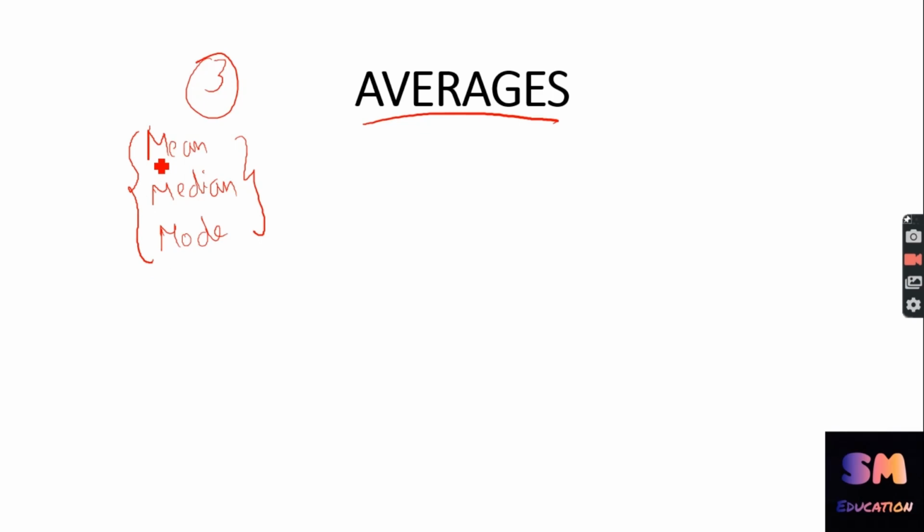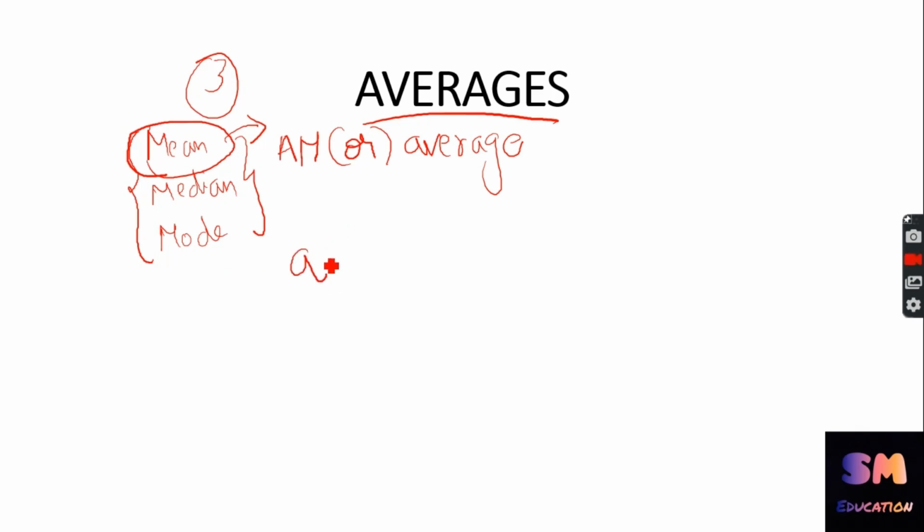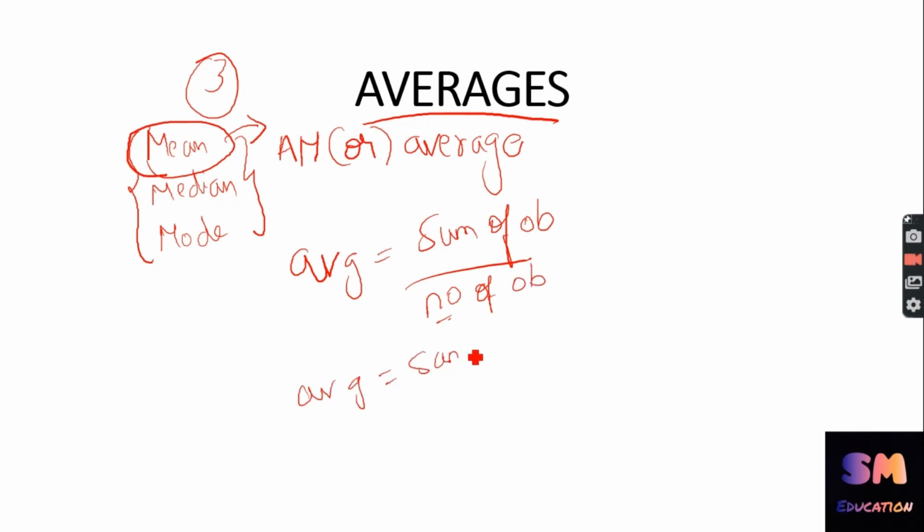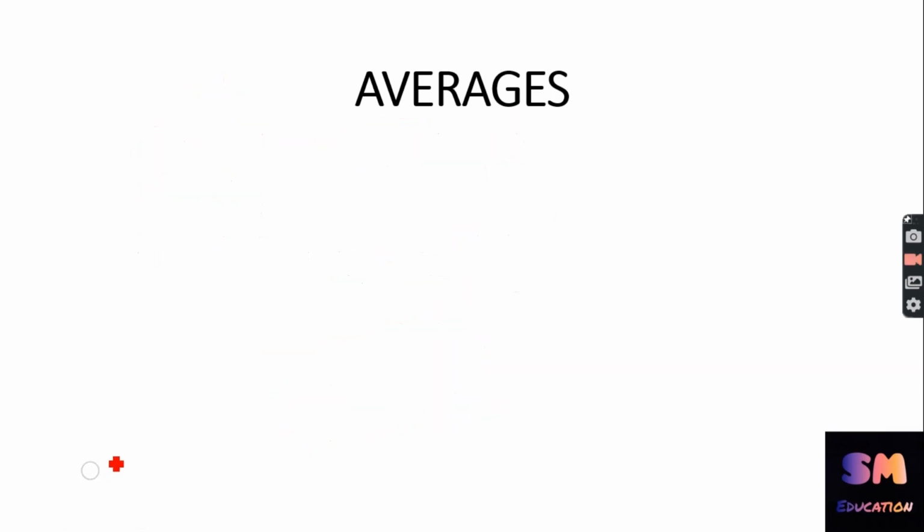Out of these three measures, mean is used mostly in statistical situations. This mean is also known as arithmetic mean, and this arithmetic mean is also called averages. By this we can tell that the formula for average is sum of observations by total number of observations. This is the formula that is mainly used in the concept of average: sum by n.